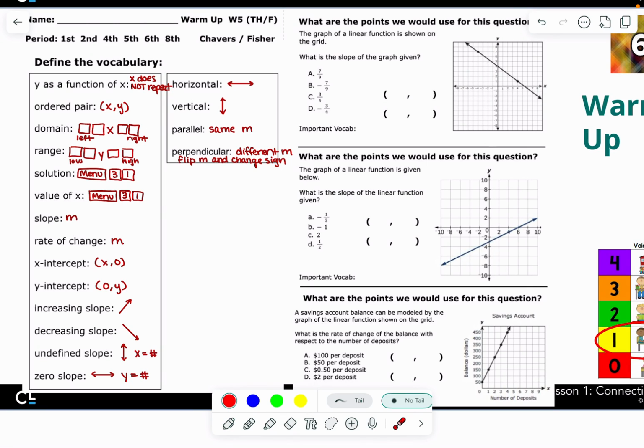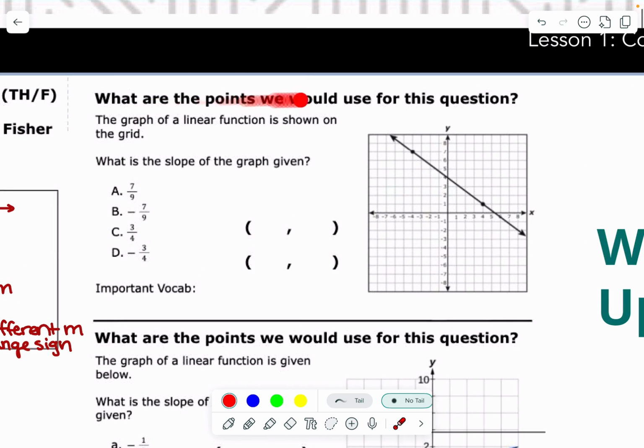All right, so today we are going to go over some topics. So right here, this is for your vocabulary. You should be remembering this and copying it if you need to. Let's go ahead and do these questions.